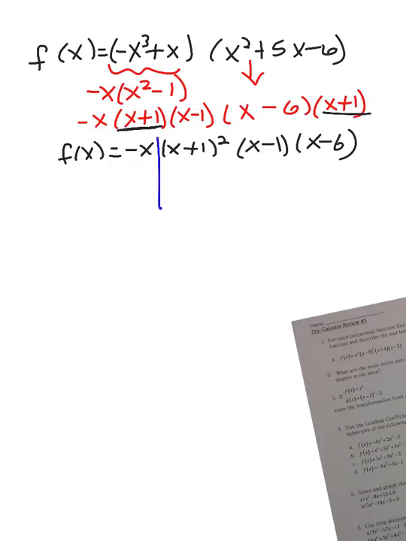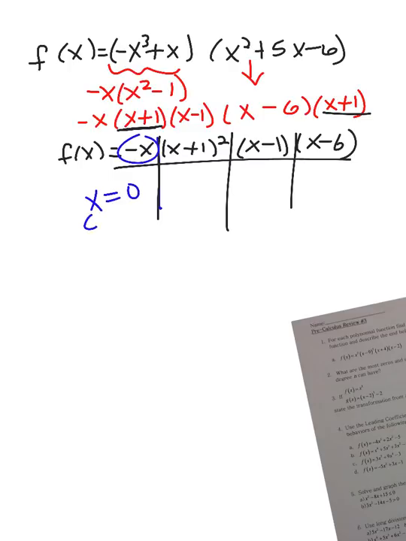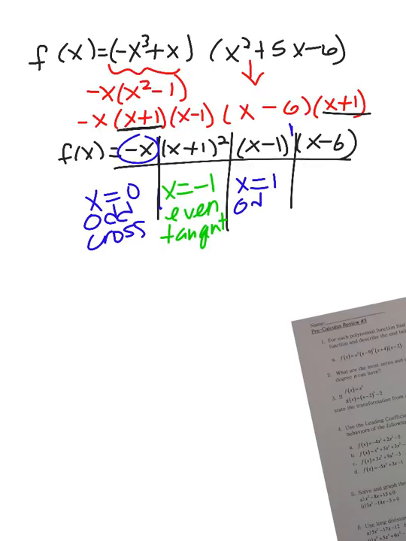All right, so let's find our zeros. For the first one, we have x is equal to 0. The exponent is odd, so that means it will cross. My exponent for x is equal to negative 1 is even, so that's tangent. X is equal to 1 here. The exponent is a 1, so that's odd. It will cross. And x is equal to 6. The exponent is a 1. It's odd, and it'll cross.